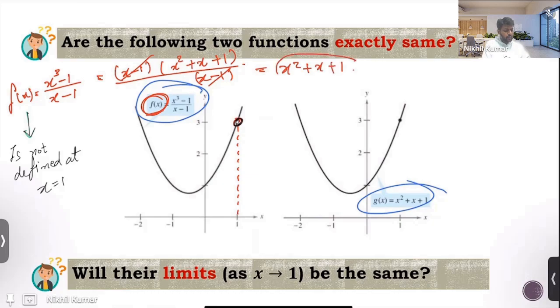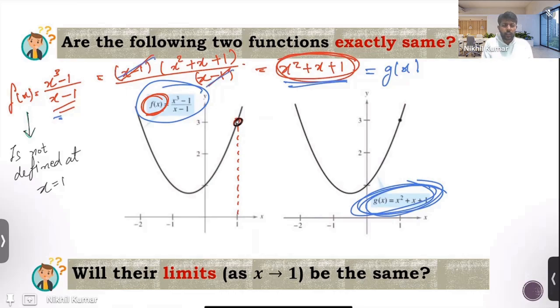So at first glance it might look like f of x is exactly equal to g of x, doesn't it? See, g of x is x square plus x plus 1. We've simplified this, we've cancelled out a few terms, and we figured out f of x is equal to g of x.